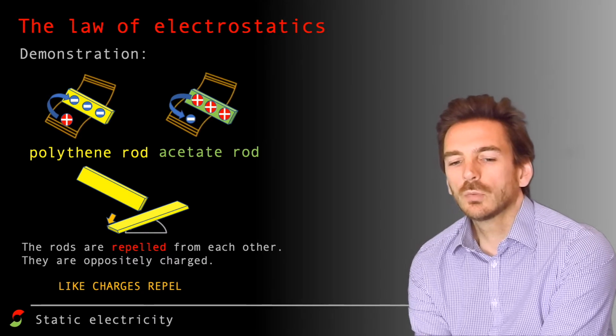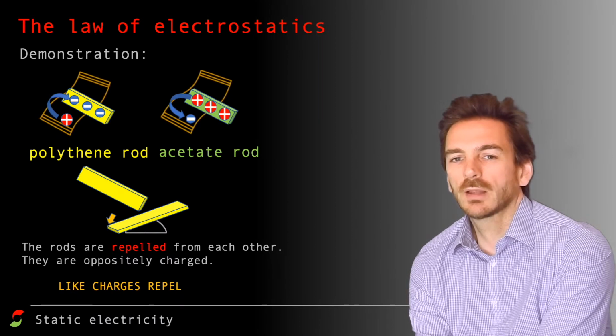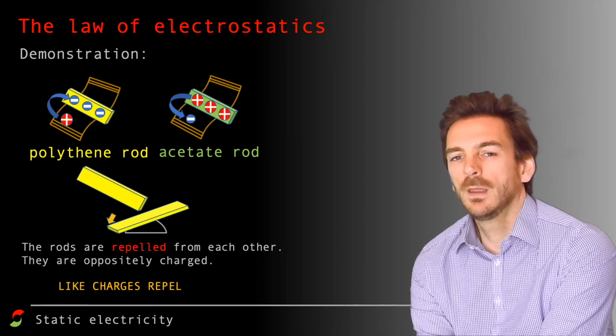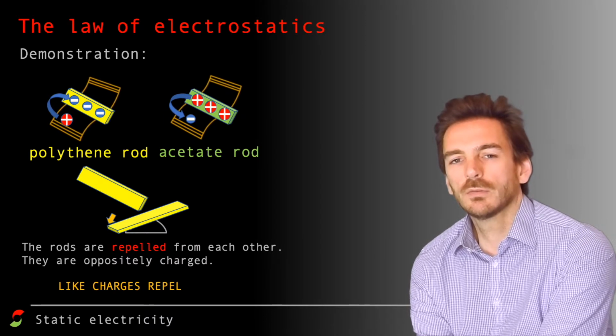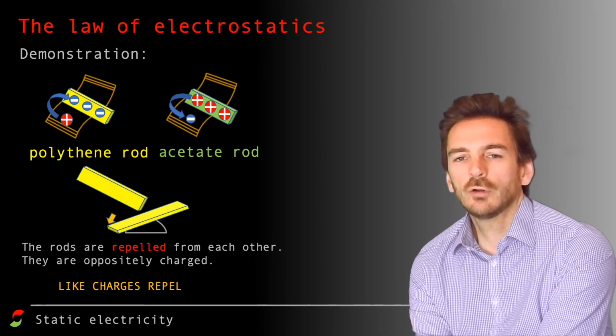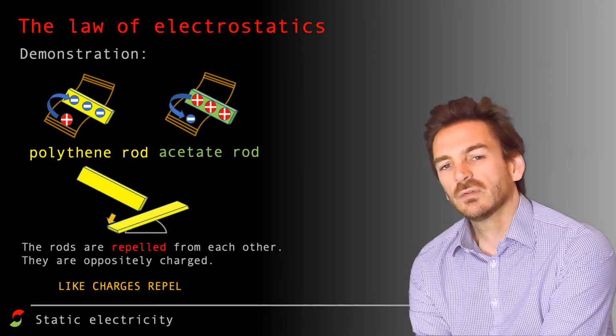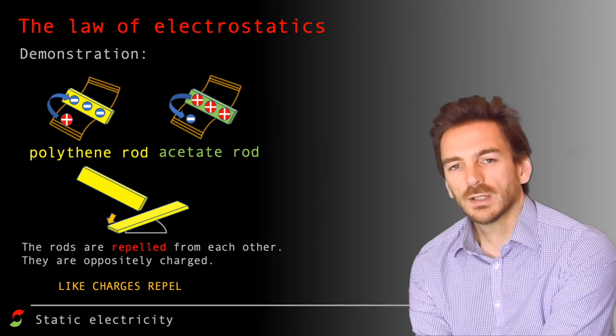What we could do is put an acetate rod on the watch glass and bring in another acetate rod, so both of them will be positively charged, and we would see the same effect, that both of them would repel. And that would show that like charges repel and opposite charges attract, which is the law of electrostatics.